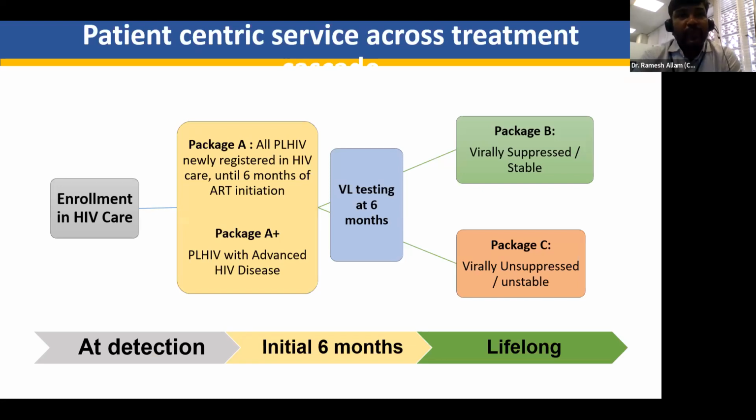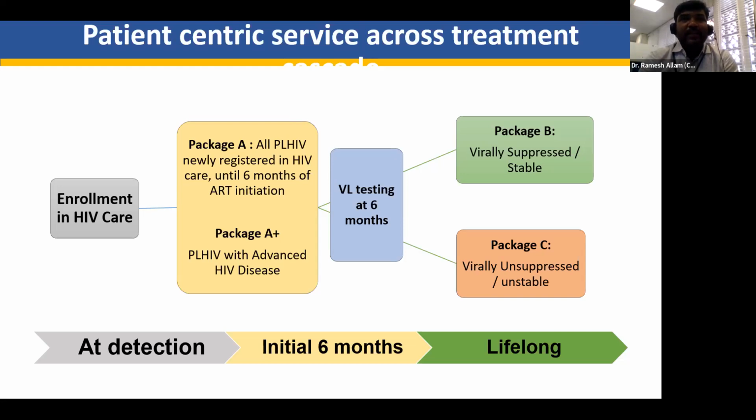Just take 2 minutes of your time to focus on this infographic. What we are saying in this particular slide is, if you look at the bottommost, once you detect somebody HIV positive, that is, once you enroll a patient, the initial 6 months is a very critical time for us to prevent patients from loss to follow-up or death.